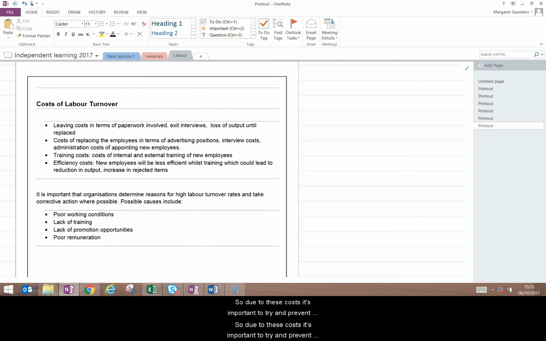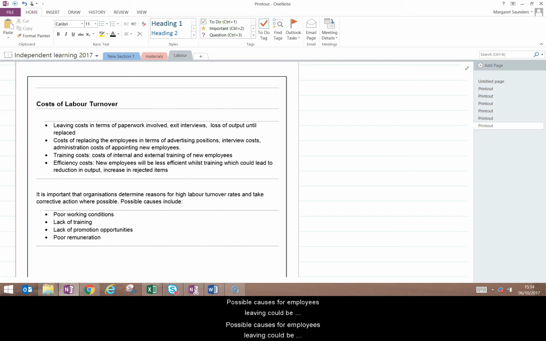So due to these costs, it's important to try and prevent too many employees from leaving the organisation. So if an organisation has a high labour turnover rate, then they need to try and determine the reasons why, and if possible then take corrective action.